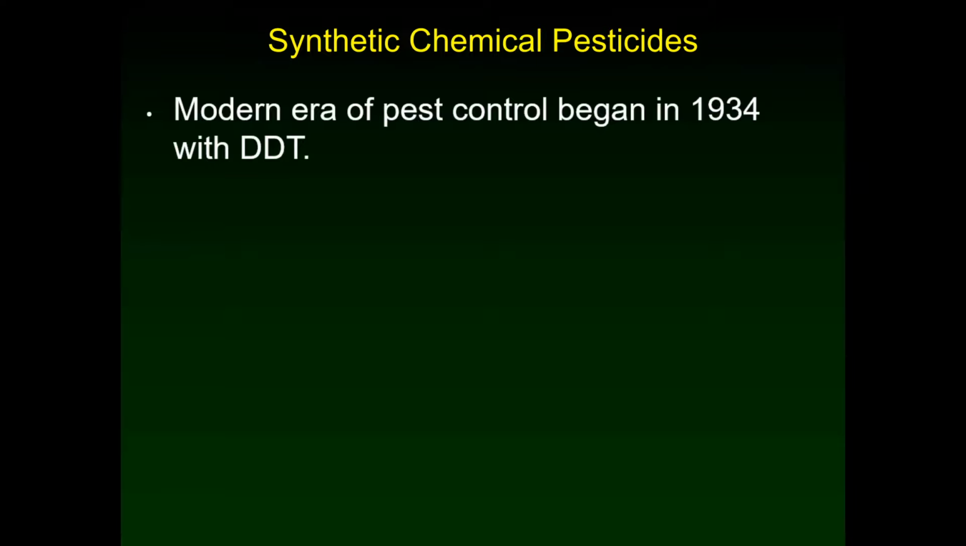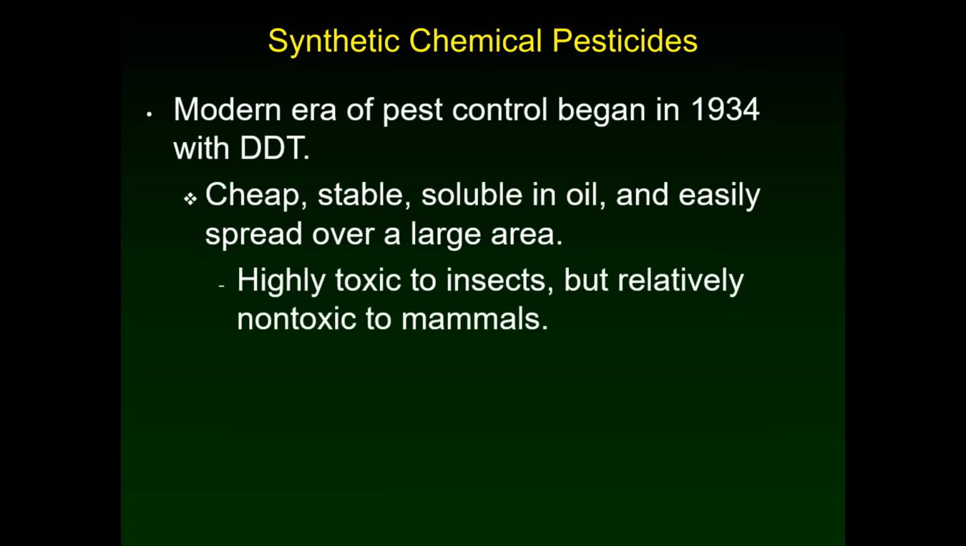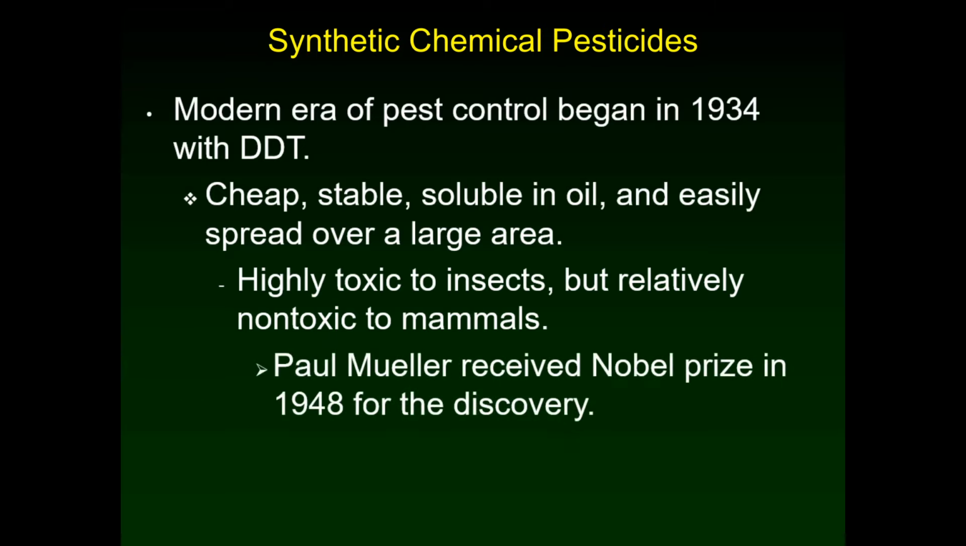So, synthetic chemical pesticides. Modern era pest control began in 1934 with DDT, which is a really common pesticide. It was used for the longest time. It's cheap, stable, soluble in oil, and can easily be spread over a large area. A lot of pilots, after they came out of World War I, and a lot of the pilots who were then drafted into World War II, used to fly to disperse DDT over crop fields. It was highly toxic to insects, but relatively non-toxic to mammals. And Paul Mueller received a Nobel Prize in 1948 for the discovery of it.